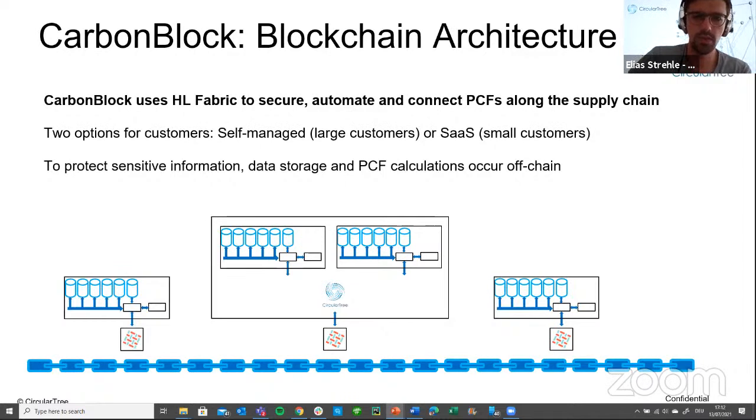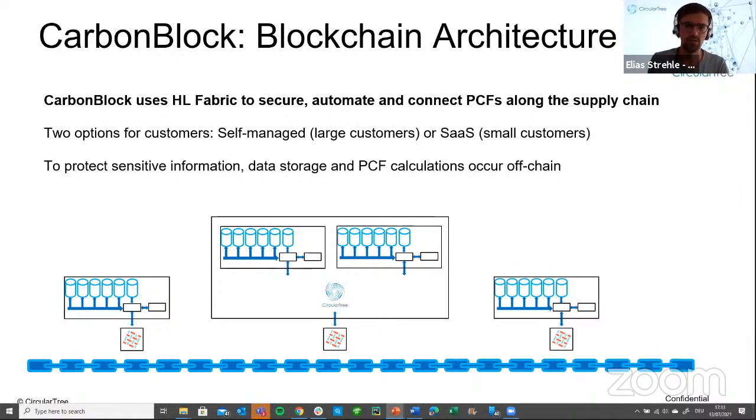As I stated before, the data storage itself and the calculations occur off-chain. For one, because those are not necessary to communicate across the supply chain. And the main reason is that this is sensitive information, because companies certainly don't want to share all their production data or what their production processes look like. So all we can do is exchange the final results of the calculations. And this is what we do, and this is where we use blockchain.